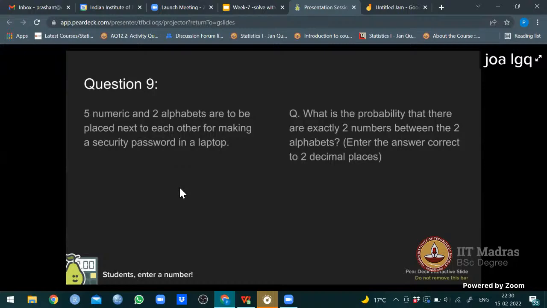You have to think about order, because you are making a password in a laptop. If there is anything regarding repetition or without repetition, then it will be there in the question. Like in the ball type, without replacement, we have to draw 3 balls.